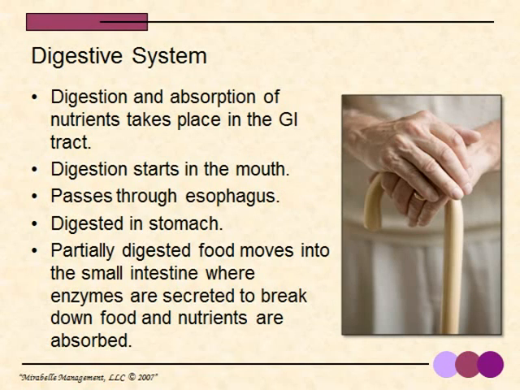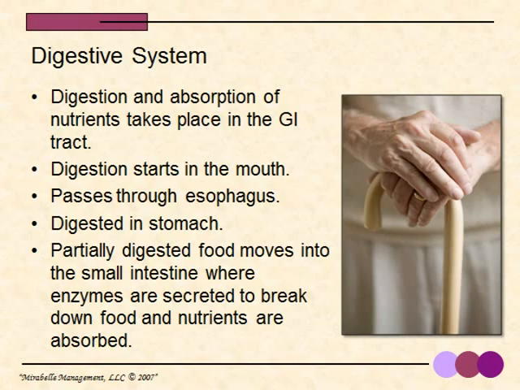The digestion and absorption of nutrients, as well as the storage of fecal waste, takes place in the gastrointestinal system, or the GI tract. Digestion starts in the mouth as we chew our food, and then it passes through the esophagus to be digested in the stomach. Partially digested food moves into the small intestine, which is about 20 feet long, and there pancreatic enzymes and bile are secreted to further break down food, and nutrients are absorbed.